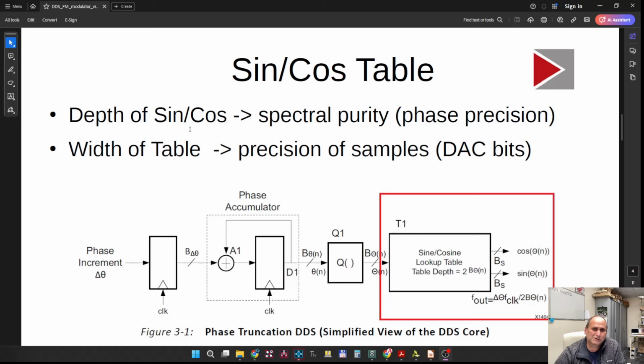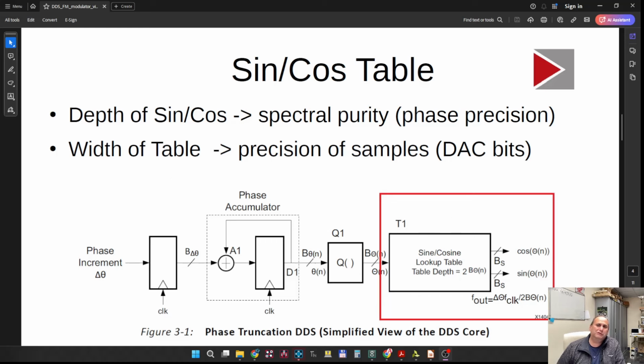So the depth of the sine cosine table will dictate the purity or the precision of the samples. And of course, it has to match the DAC, because we are going to forward those values into a DAC to create an analog signal. So if you have, let's say, a 12-bit DAC, there is not much point in using a sine cosine table which is 16-bit, because you don't have enough bits in the DAC. So you have to look at the DAC. If I have a DAC which is 14-bit, then probably I should stick with a sine cosine table of 14 bits. So the width of the sample is dictated by the width of the DAC that you are going to use.